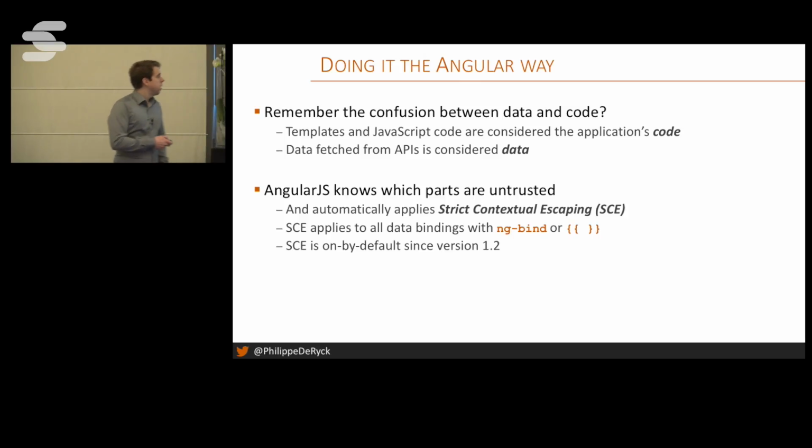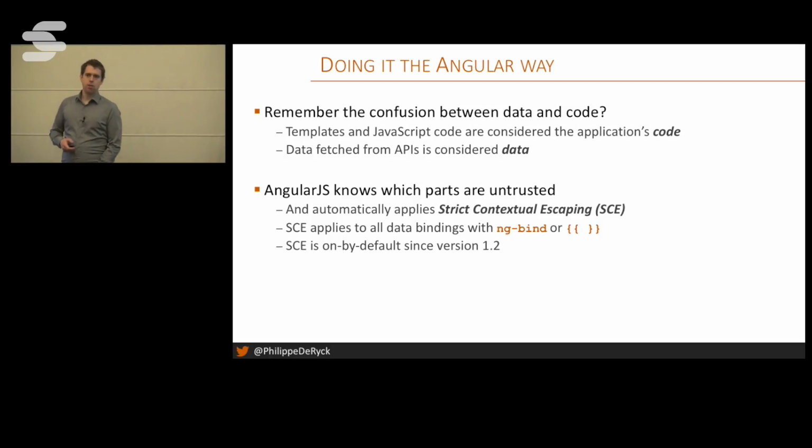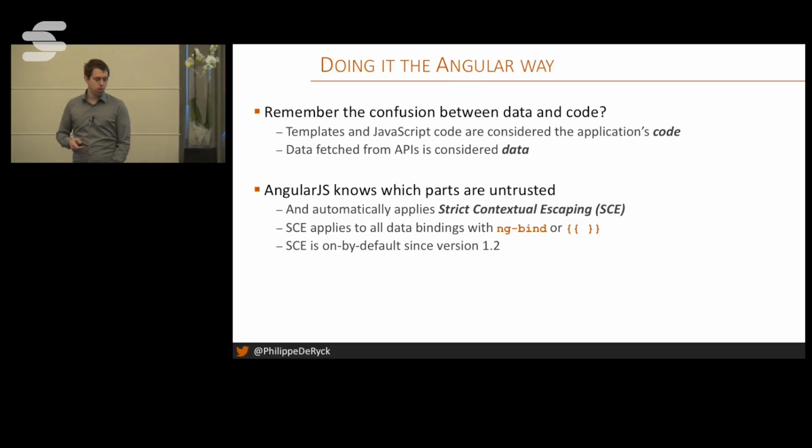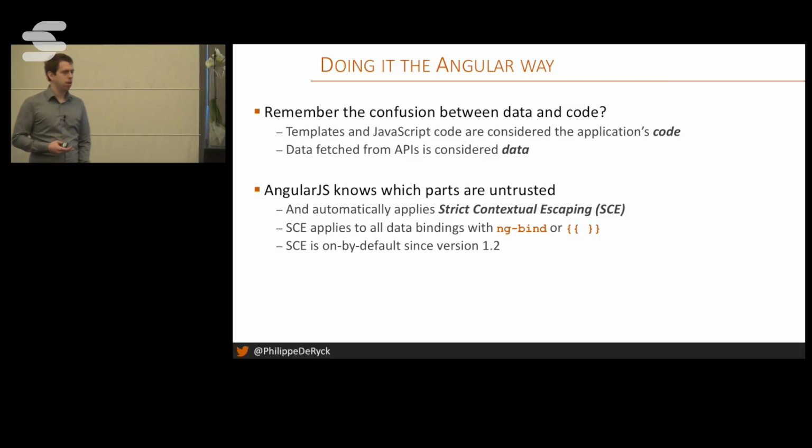What Angular does is apply this concept called strict contextual escaping. They look at the context that you're going to put data in, and they apply the right escaping for that context. Just like that, instead of you having to select the right function from this encoder library, Angular does that for you, which is very good. This applies to everything you bind with these double curly braces, or ng-bind. And this is enabled by default since 1.2, which is essentially an eternity in the lifetime of Angular.